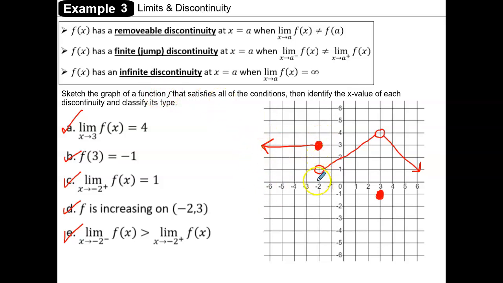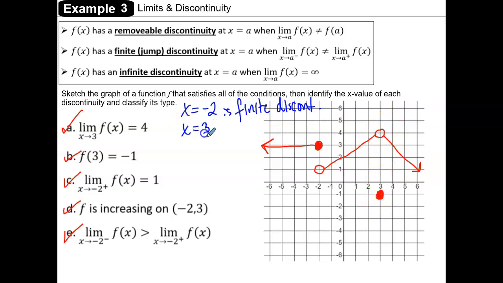So our first discontinuity we come to is here at x equals -2. And we can see graphically that that's a finite or jump discontinuity. And when we look at the limit statements, we can see algebraically that the limit approaching from the left is a different value than the limit as we approach from the right. Right? The limit approaching from the left is 3, and the limit approaching from the right is 1. They're not the same. So x equals -2 is a finite discontinuity or jump discontinuity.